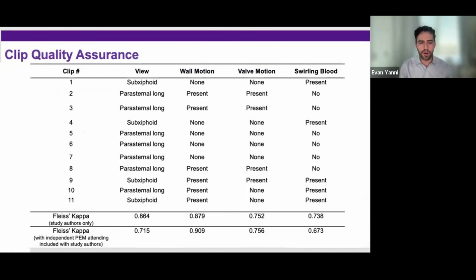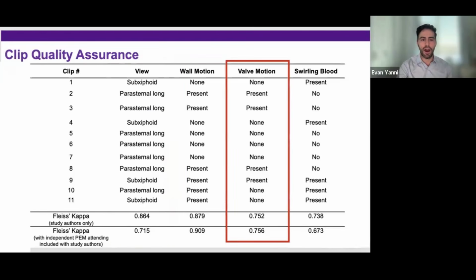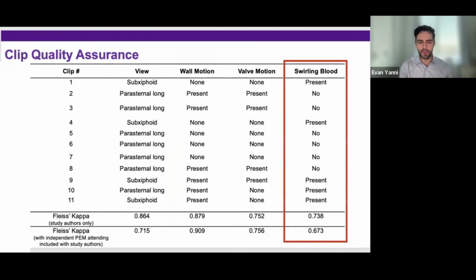For quality assurance of our clips, the study authors, along with an independent attending, all separately evaluated the characteristics of each video clip. We looked at the probe view, we looked at the wall motion, valve motion, as well as blood swirling. We specifically looked at these factors as these are all mentioned in the most specific literature definitions of standstill.